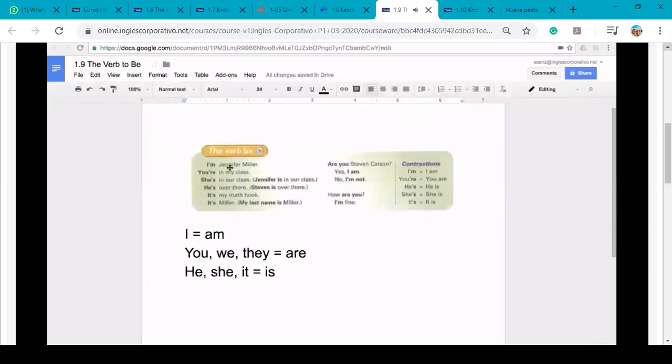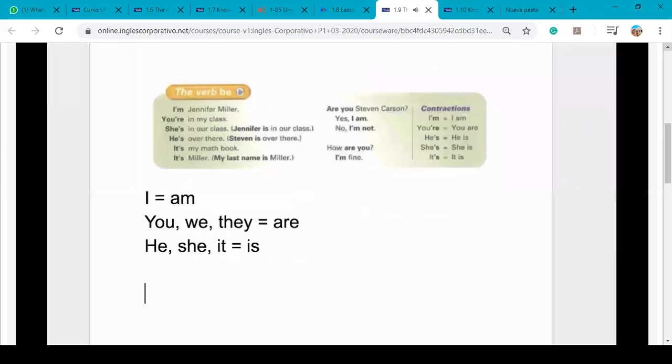I'm Jennifer Miller. You're in my class. She's in our class. Jennifer is in our class. He's over there. Steven is over there. It's my math book. It's Miller. My last name is Miller.